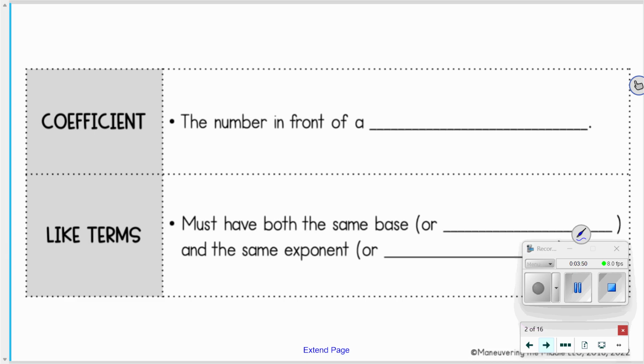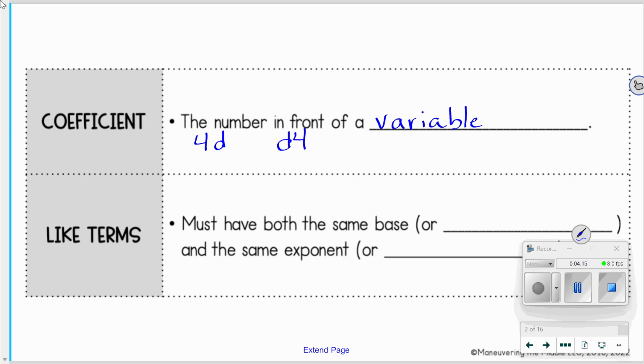Now let's talk about the coefficient. The coefficient is the number in front of a variable. What operation is happening if I have a coefficient? Multiplication. Okay? So, for example, let's say I have 4d. The 4 would be my coefficient.